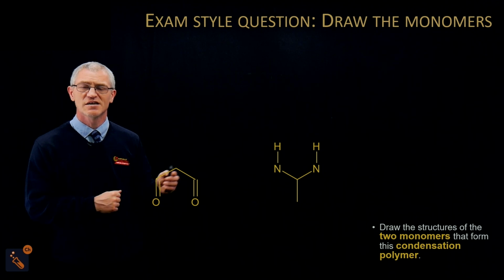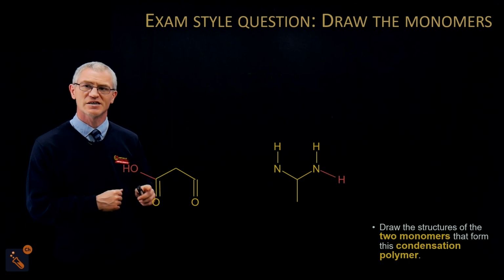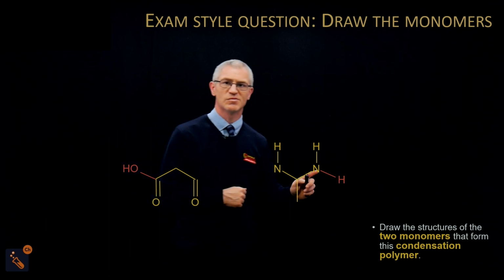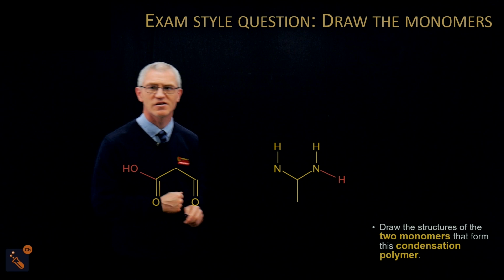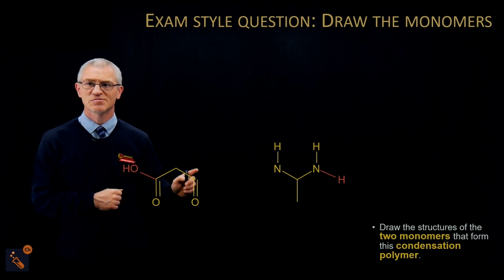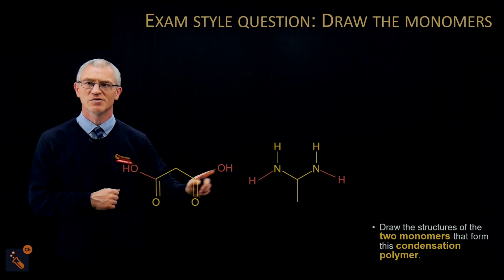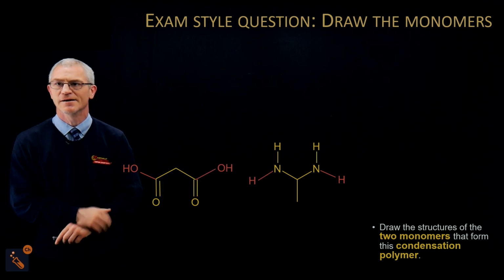So let's start doing that. Let's put our OH and our H back in. So we put our OH back on that carbon, and then we put our H on that amine. And then we're going to do the same to the next amide bond. The next amide bond would be here and here. So we'll put an OH and an H in again.